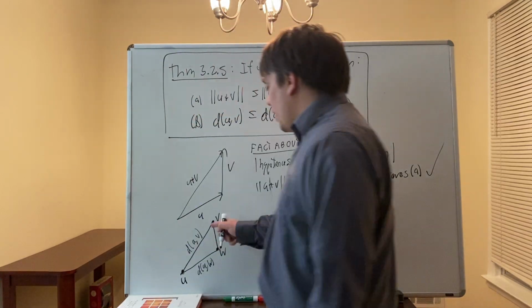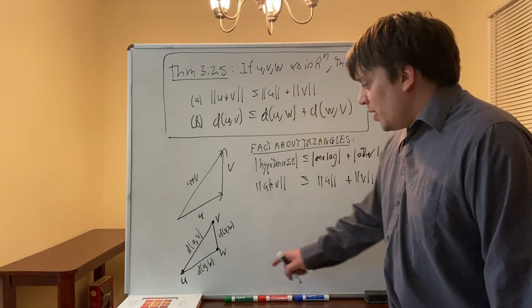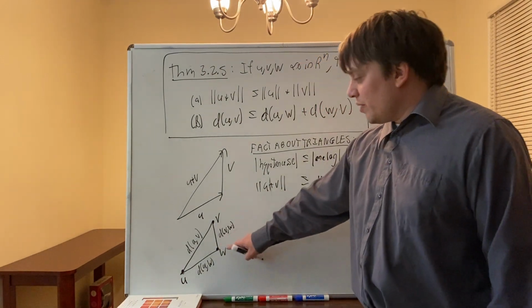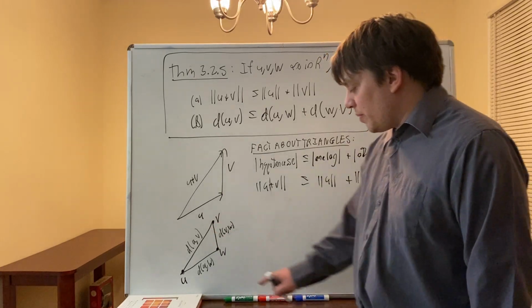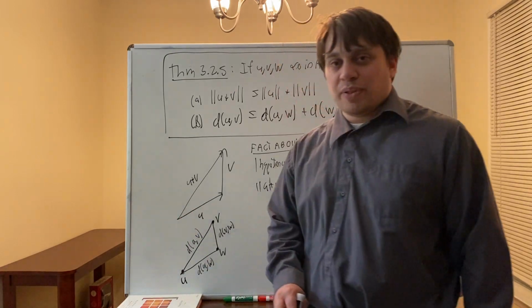V and w. So now here, the length of this line segment from u to w is the distance between u and w, and the distance from v to w is this line segment. The length of this side of the triangle is the distance between v and w. The length of this side is the distance between u and w. The length of the hypotenuse is the distance between u and v.